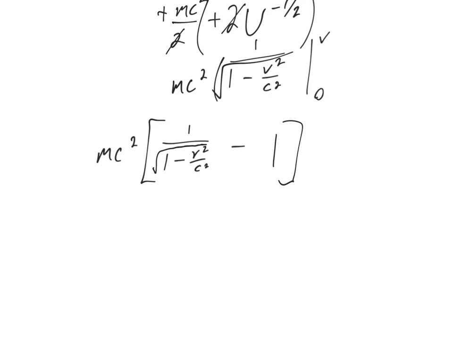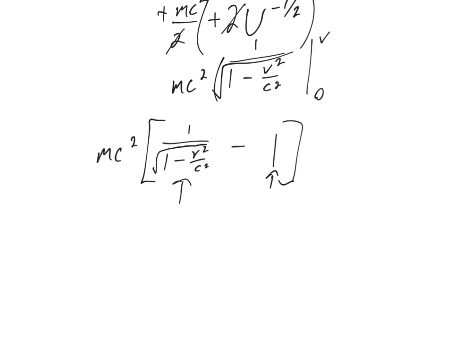Okay, so plugging in our limits of integration. First, we plugged in the v, and we end up with this term, 1 over the square root of 1 minus v squared over c squared, minus, when we plug in 0 for v, 1 over the square root of 1, we end up with 1. All right, so that's plugging in the 0 as that limit of integration.